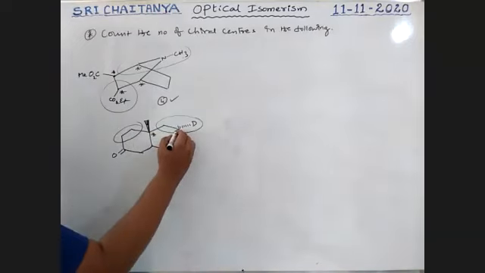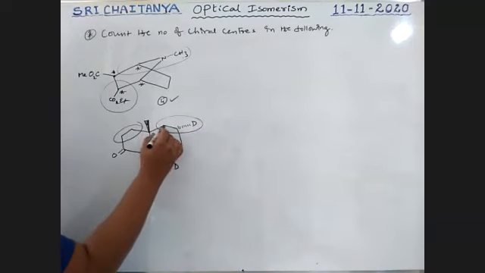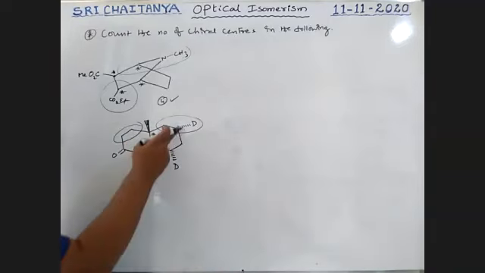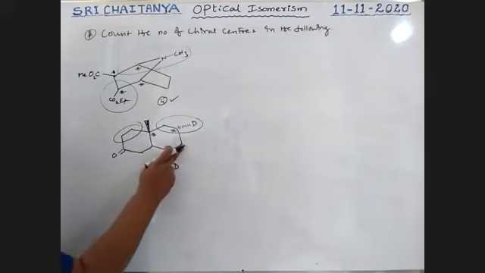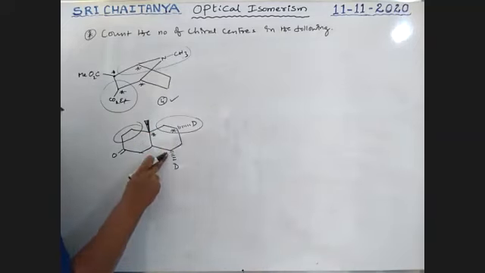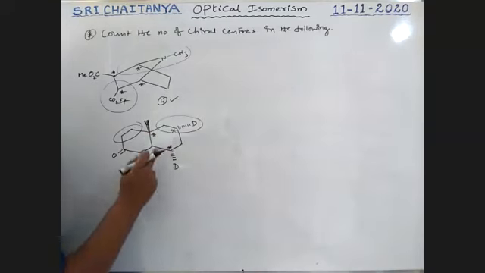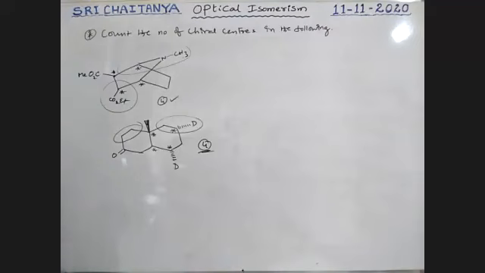Next, this one, D. It is CH2, CHD. That means this is chiral, boys. All paths are different. But this one is bonded with 2 hydrogens, so it is not chiral. Next, this one is also chiral. So this one also has 4 chiral carbons.